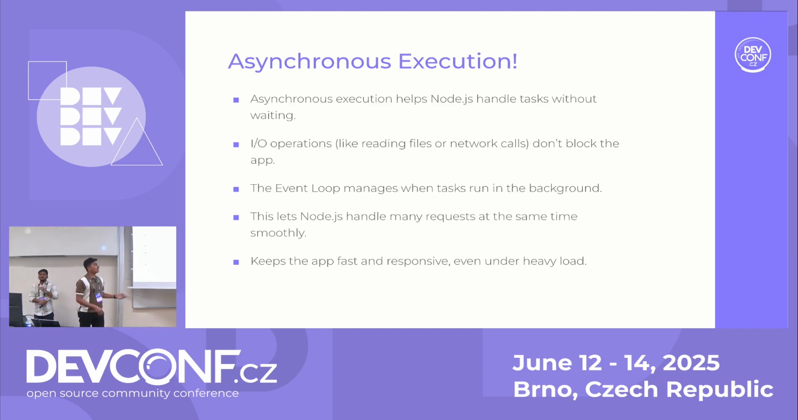So this is where asynchronous execution comes into play, where input-output operations like reading files, network calls, data fetching, and other normal call stack operations don't block the entire application. They run asynchronously and keep the application running smoothly. In the background, the event loop manages all these things with the queue stack, the call stack, and the job stack. Because of this asynchronous behavior of Node.js, it can handle many requests at the same time, and it keeps the app fast and responsive even under heavy loads.